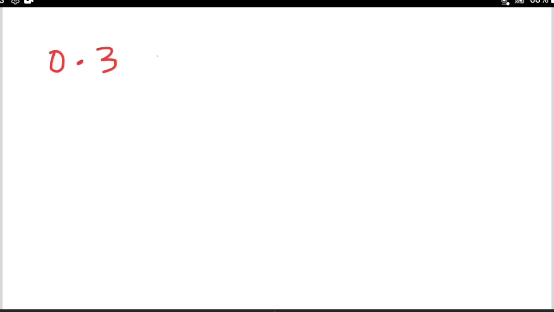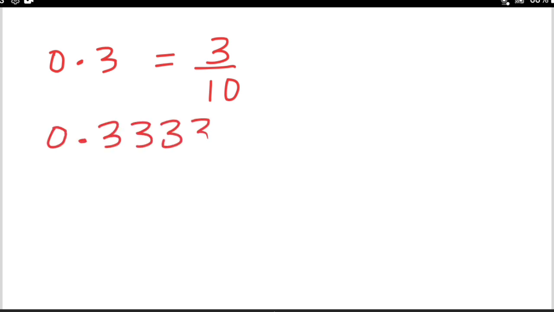If we have 0.3, we can write this as 3 over 10. This is so simple. We can easily write this as a fraction. But if you have 0.33 and again 3 and it goes on forever, how can you write it as a fraction? I'm going to explain this. 0.333, here 3 is a repeating decimal, isn't it? So this repeating decimal is also known as a recurring decimal. And here the 3 goes on forever. Now let's see how to convert a recurring decimal into fractions.